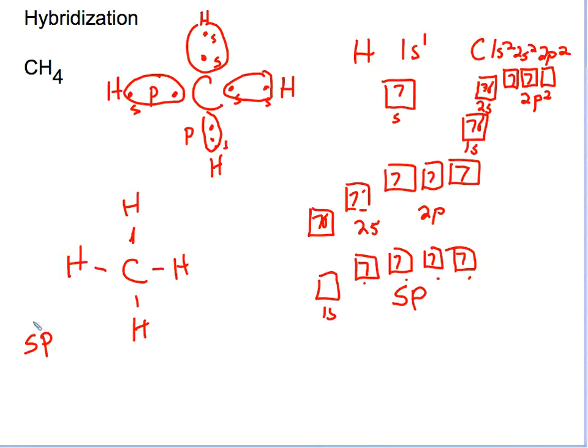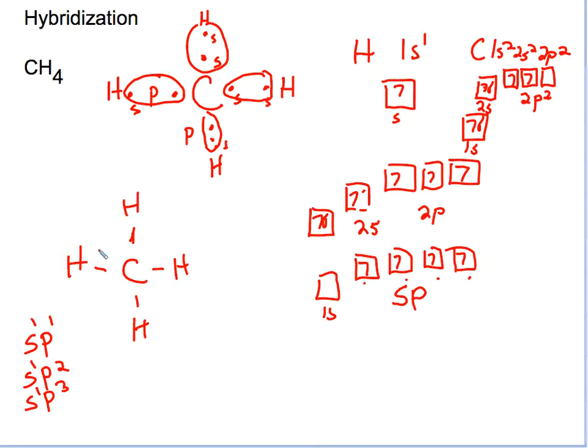There's sp, that means you're using one s orbital and one p orbital to make two hybrid orbitals. There's sp2, which means you would be using one s and two p's for three hybrid orbitals. And there's sp3, which means you would need four orbitals. Well, if you count the domains, that will tell you what the hybridization is.